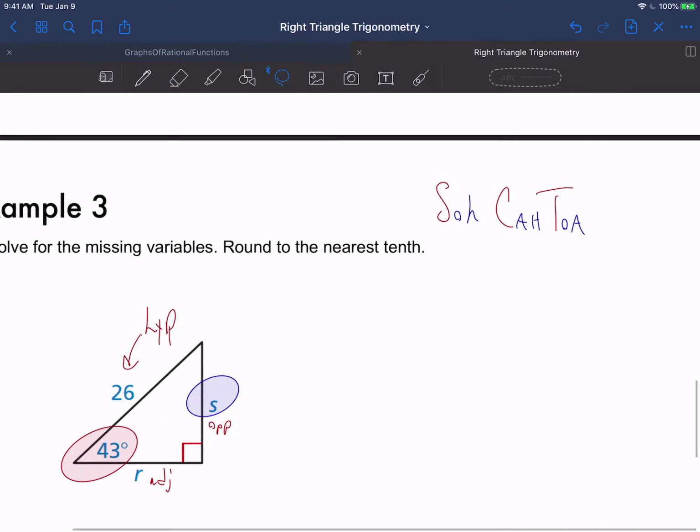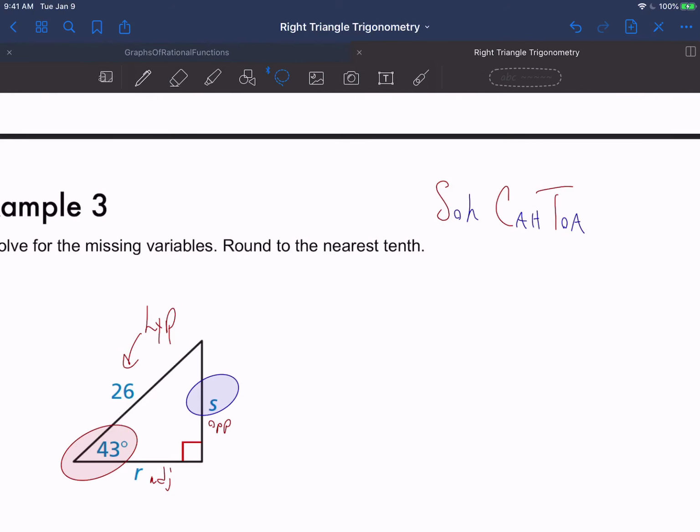So of the three trig functions listed there, SOHCAHTOA, which one involves opposite and height? Because I don't know the opposite, but I do know the height. So once again, we're going to start with sine. So that means I'm going to go sine of 43. You know what? You don't even need to write the degree symbol at this point because you're going to just be doing all these computations. We know we're dealing with degrees.